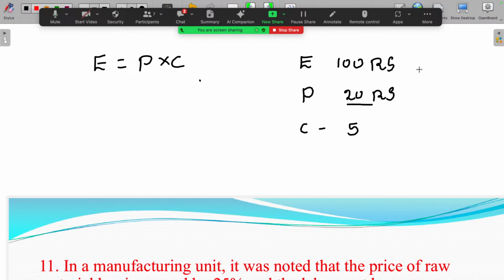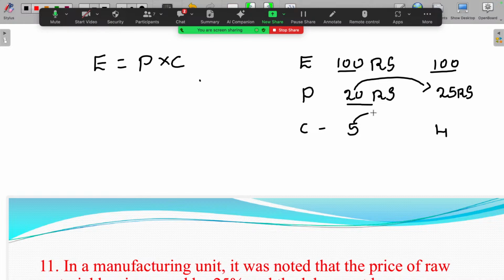Suppose the next day also I go with 100 rupees, and one article's price is 25 rupees. Tell me how many articles I may get. Reply all. 4. Yes, 4. I will get 4 articles. If you clearly observe here, I am spending the same amount. The expenditure is the same. The price is increased compared to the first day and the second day.